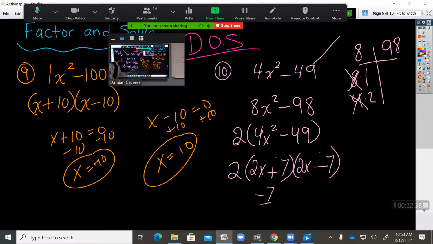So negative 7 over 2 is the first one because the two steps are subtract 7, divide by the coefficient. On the next one, the two steps would be add 7, divide by the coefficient. So it's plus 7 divided by 2. So that's the same problem that was up there, but we just made it 8x squared minus 98 so we can factor out the 2.